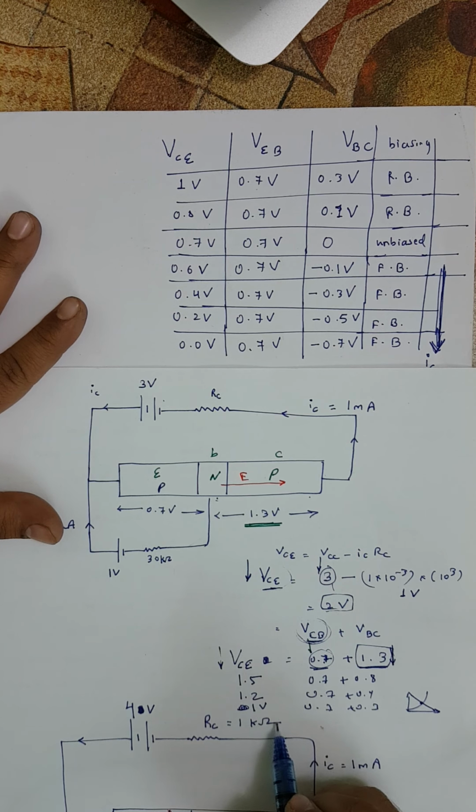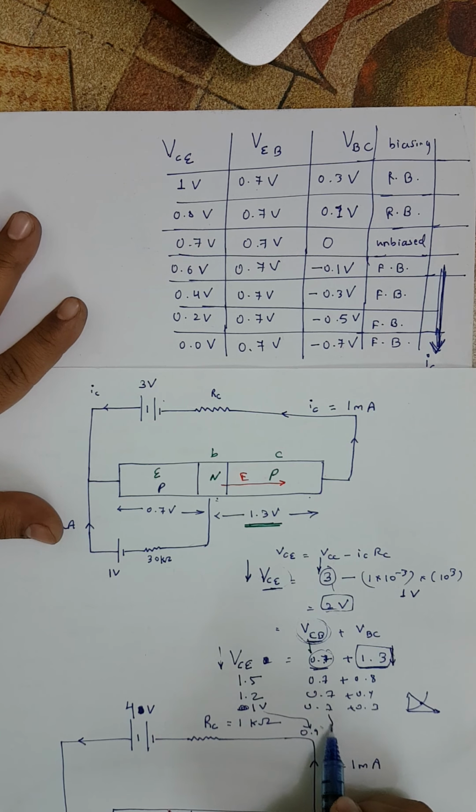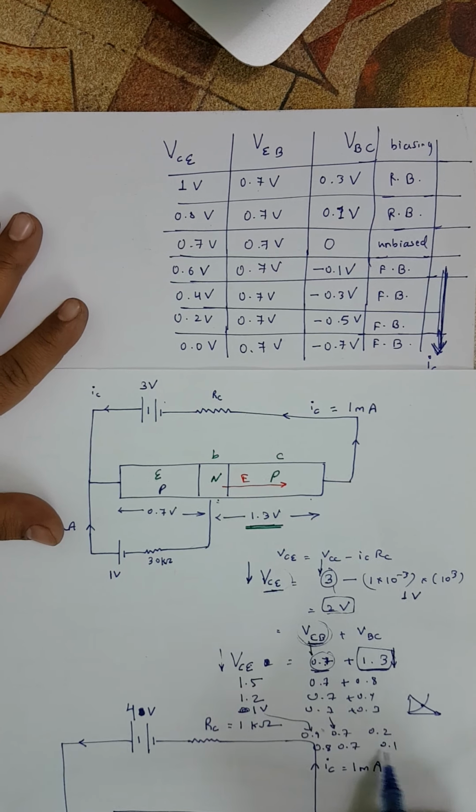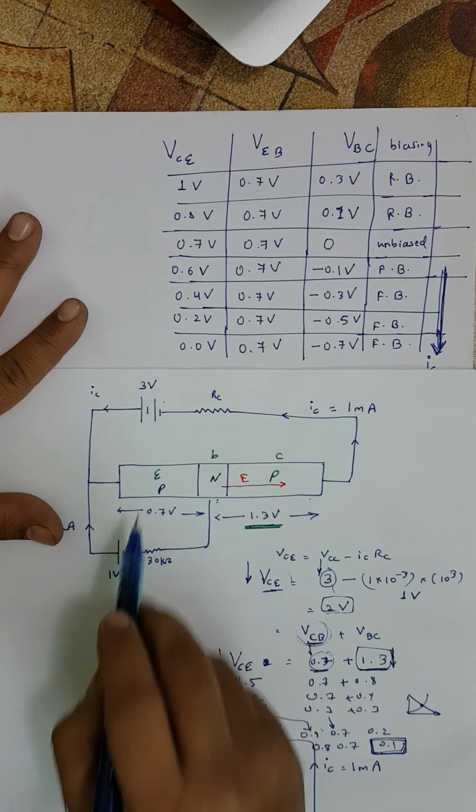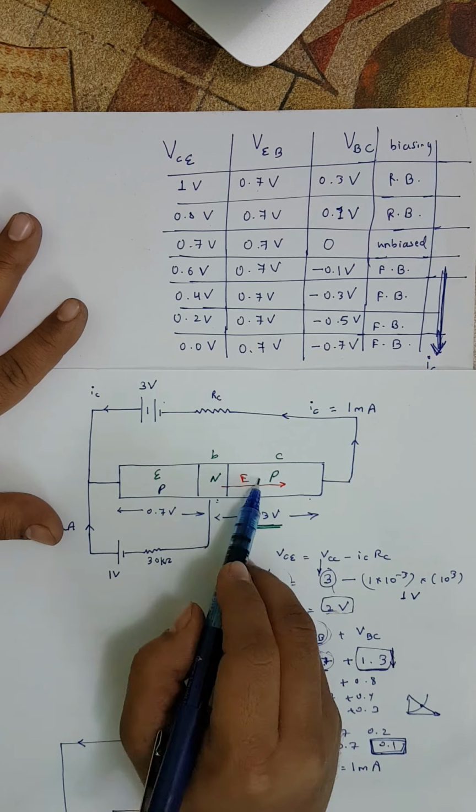If we decrease this VCE from 2, see, when VCE is 2, then 0.7 here and 1.3 here. When this will become 1.5, then 0.7 here and 0.8 here. When this will become 1.2, then 0.7 here and 0.4 here. And when this will become, let's say 1 volt, then 0.7 here and 0.3 here. Now let's say it becomes 0.9 volt, that means 0.7 here and 0.2 here, and then it will become, let's say, from 0.9 to 0.8, 0.7 here and 0.1. Now even this 0.1 volt reverse biasing is sufficient to attract the holes here.